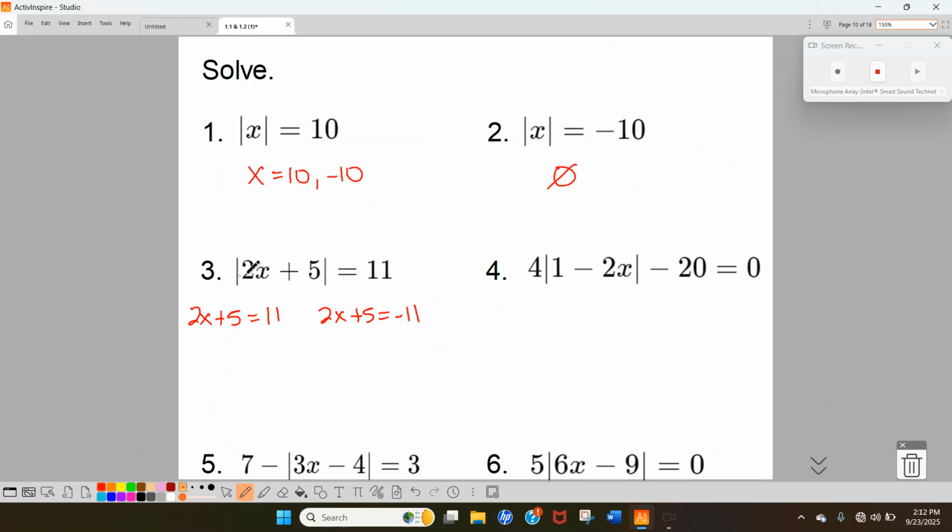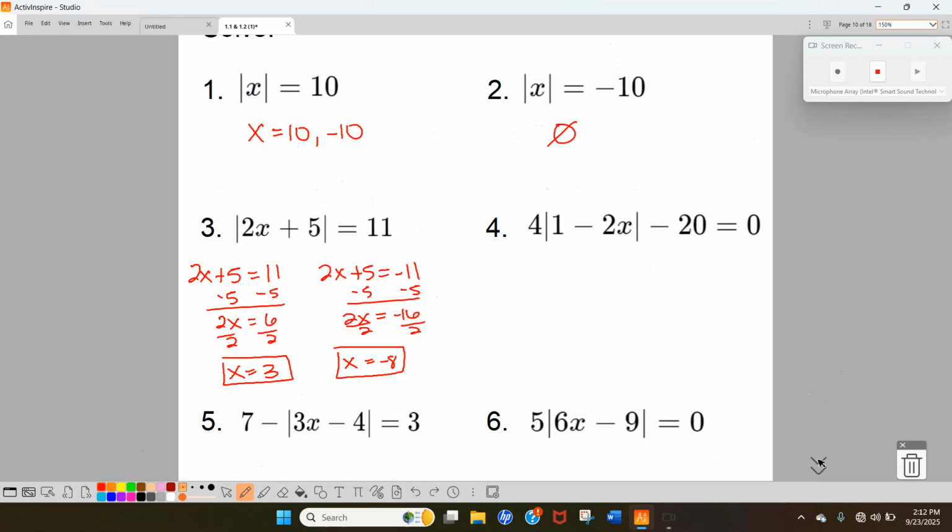All right, so then we're going to subtract 5 and divide by 2. And we get x is 3. That's one answer. Here we subtract 5, divide by 2, and negative 8 is the other answer. So generally with absolute value, you're going to get two answers. There are occasions when that is not the case, but generally it is.